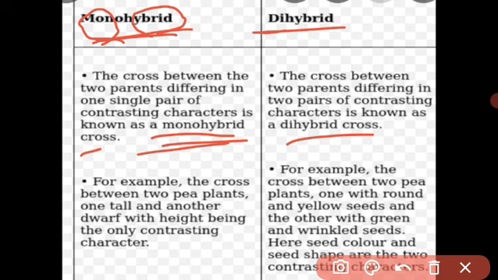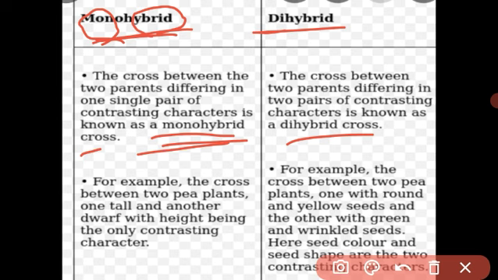Hybrid means the characters are contrasting to each other. Mendel took one tall pea plant and one dwarf pea plant, and whenever he crossed them, mixing their gametes, a new result appeared. This is called the monohybrid. Monohybrid means crossing involving only one single contrasting character.